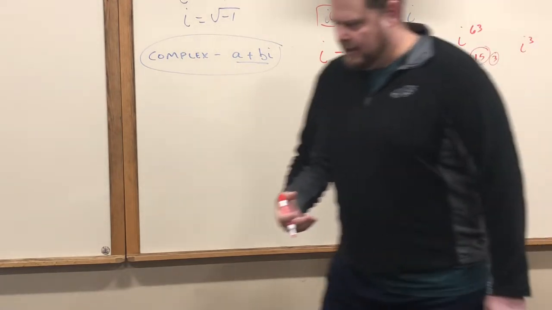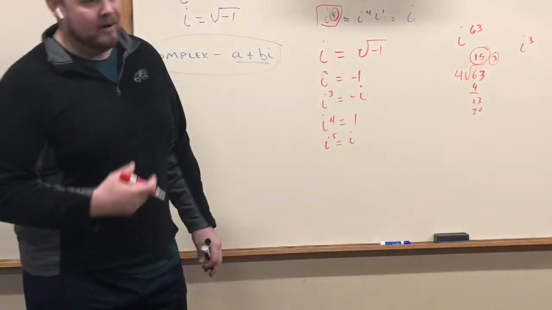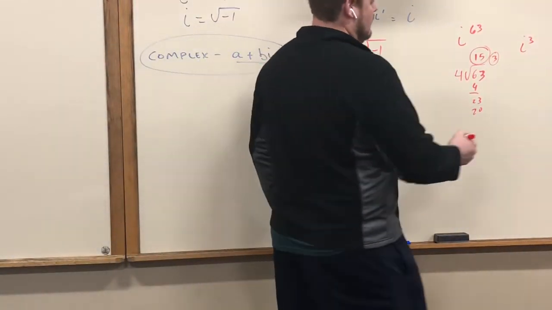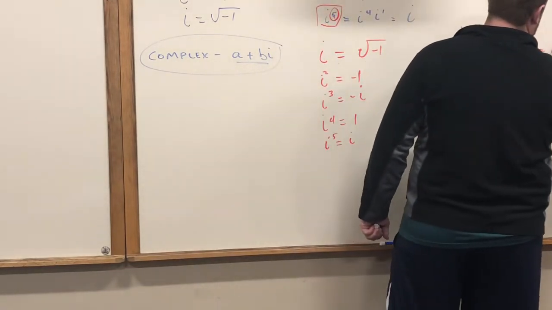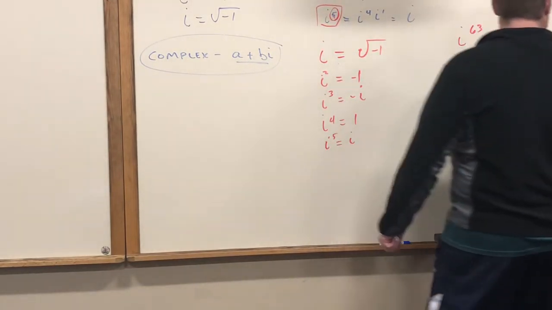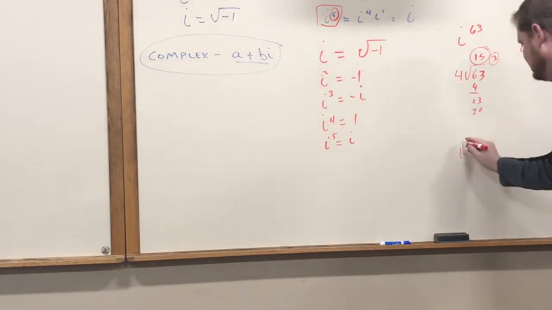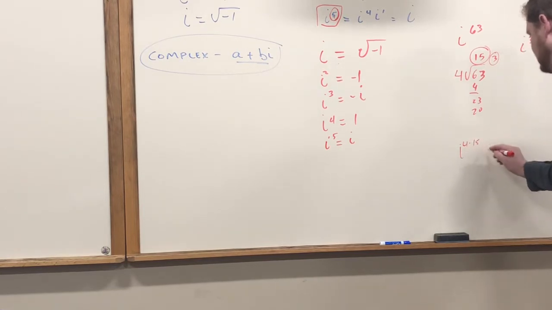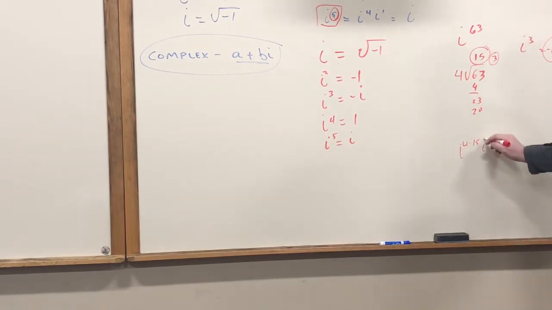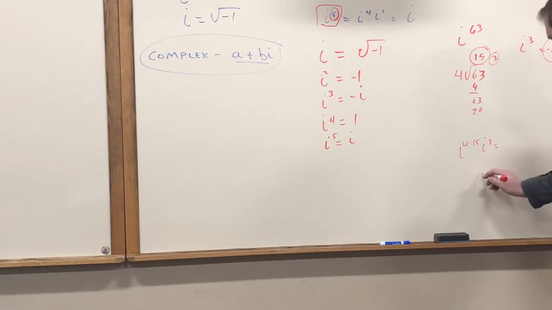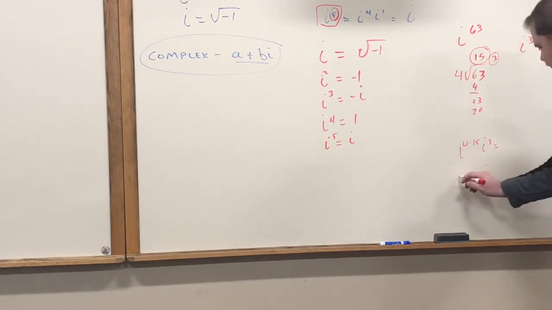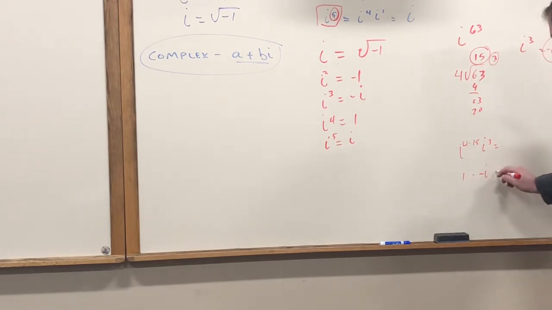The answer is i to the 63rd power is -i. And that's your final answer. How do I show that? This is i to the 4th, 15 times. Then this is going to be i to the 3rd, so that's left, gives me a -i, and this gives me 1. 1 times -i is -i.